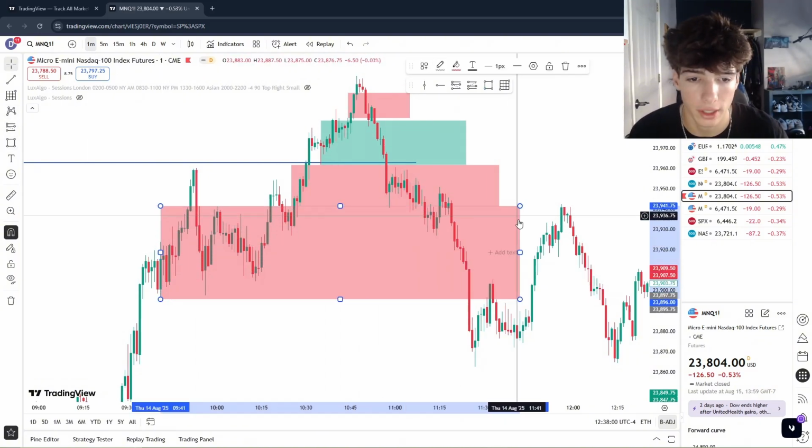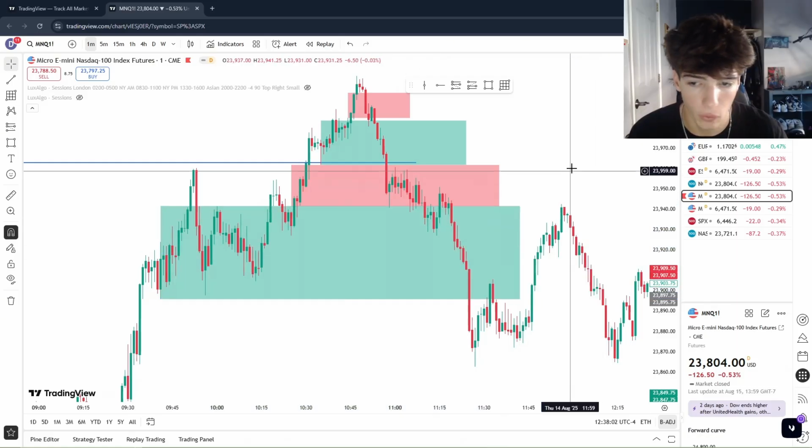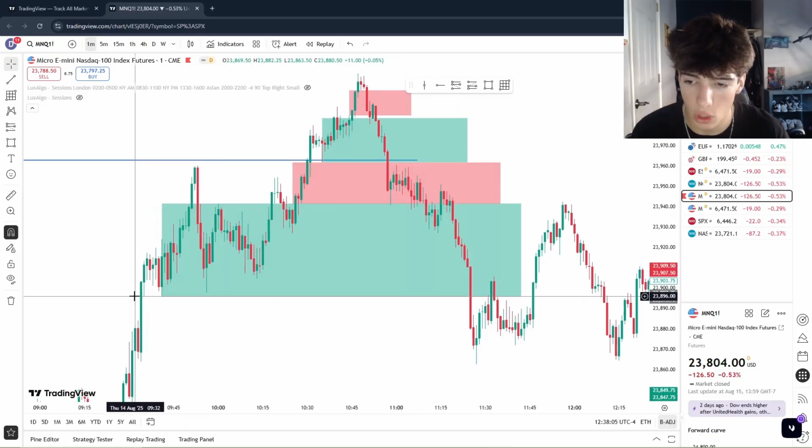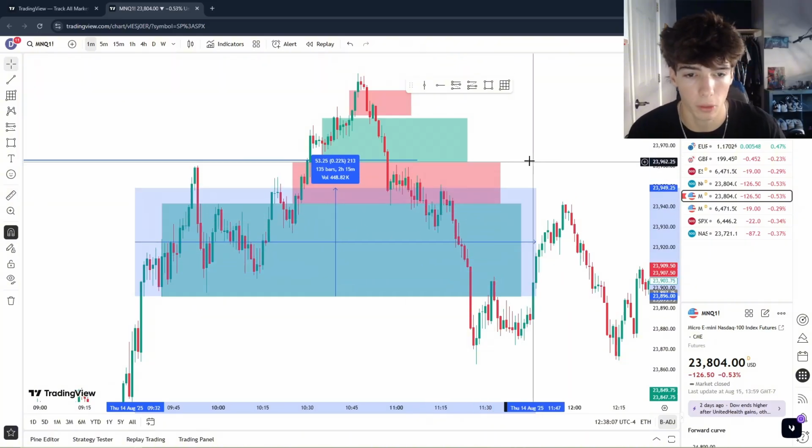Stacked lows all throughout this area. Look, that's fuel for the market. Tons of stacked lows, literally equal lows right here. This is all fuel for the market, right?